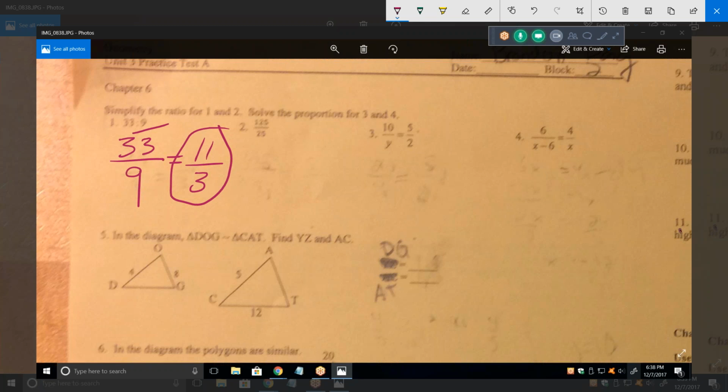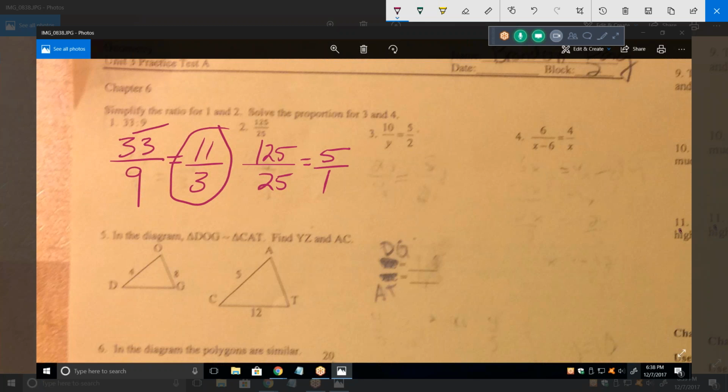Okay, the next one is 125 over 25. Does that simplify? To what? Yeah, very good. I thought you were going to say 5, and I was going to say put it in a ratio. Okay.